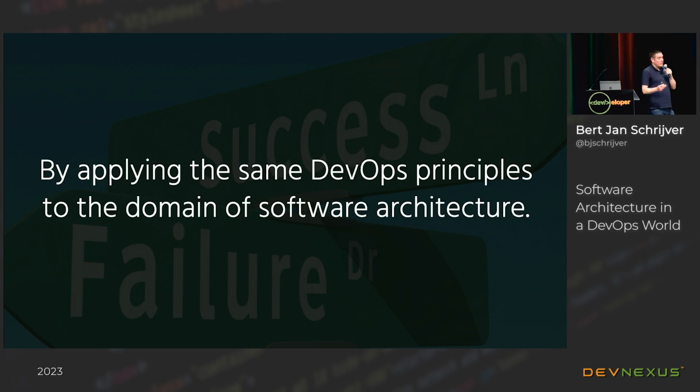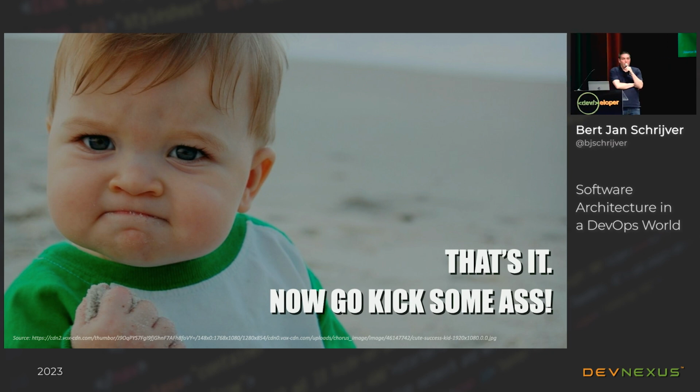And this is by applying the same principles, the same DevOps principles, to the domain of software architecture. So that's it. Please use your newfound knowledge to go ahead and kick some ass.